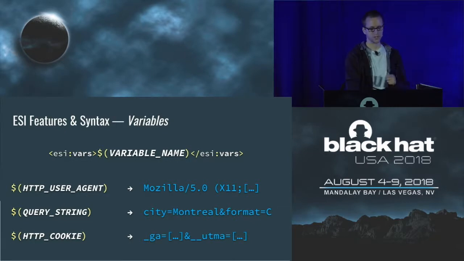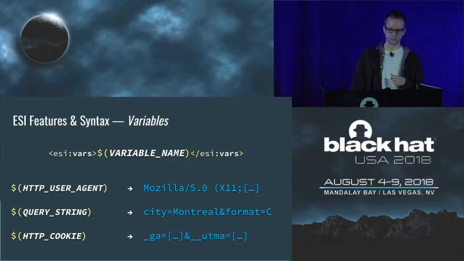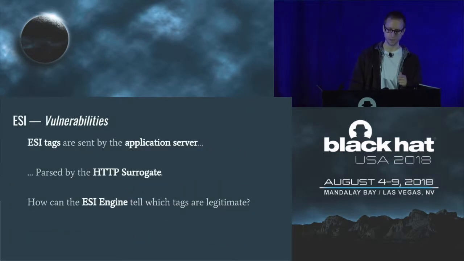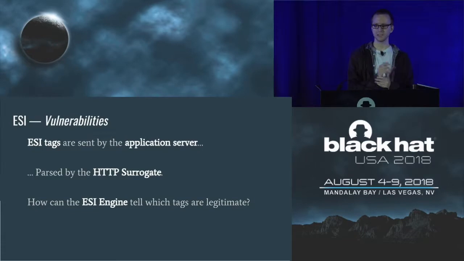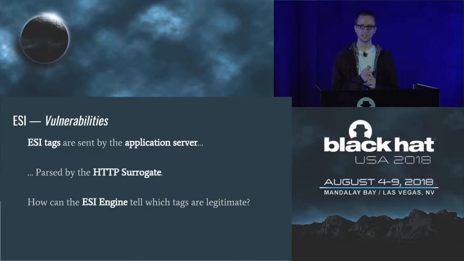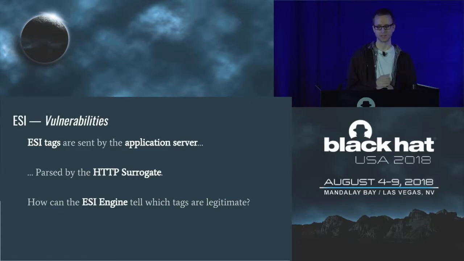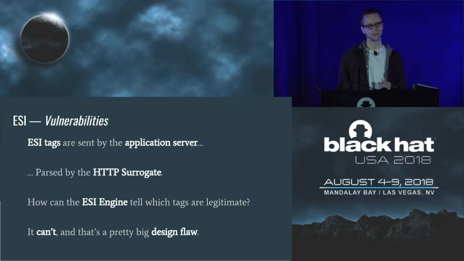So with this knowledge, we can start seeing where the vulnerabilities lie. We know two things right now. We know that ESI tags are sent by the application server. We also know that they're sent through the HTTP surrogate and that this surrogate is going to parse those. And this leaves us with a very interesting and dangerous question, which is how can the ESI engine tell which tags are legitimate and which tags are being injected by a malicious user, just like cross-site scripting? And that's the problem. It can't. And that's a pretty big design flaw.